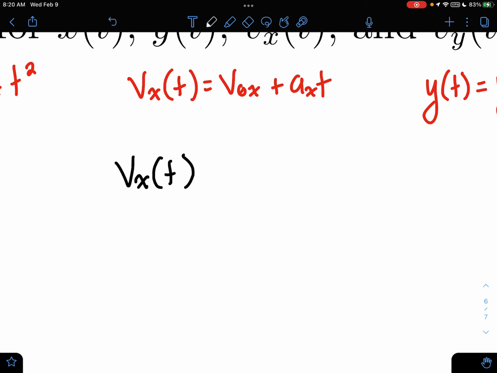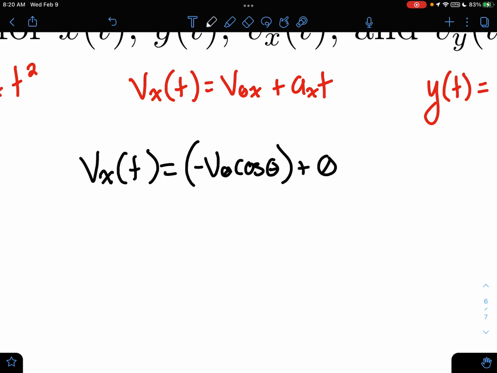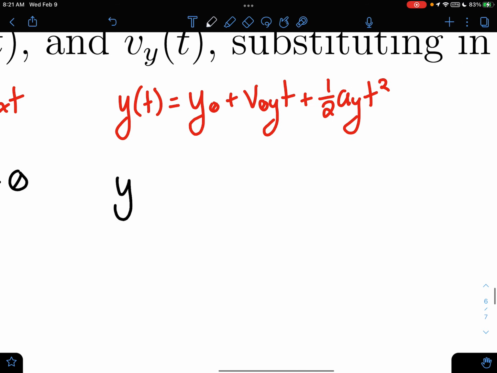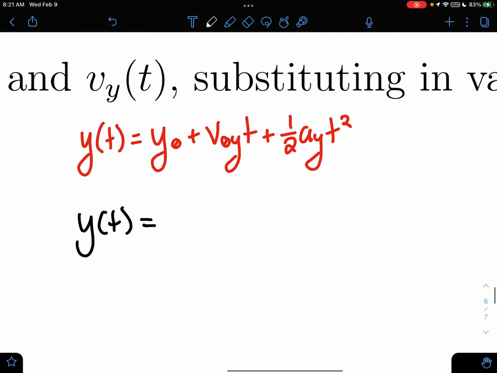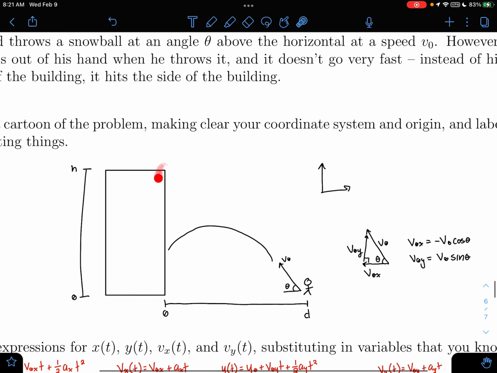Vx of t, same thing we just said, negative v naught cos theta plus our 0 acceleration. Right, so Vx of t is going to equal negative V naught cos theta. Cool. Now our y of t, again, this is where we start having some acceleration. Before we had our initial height, our initial y.